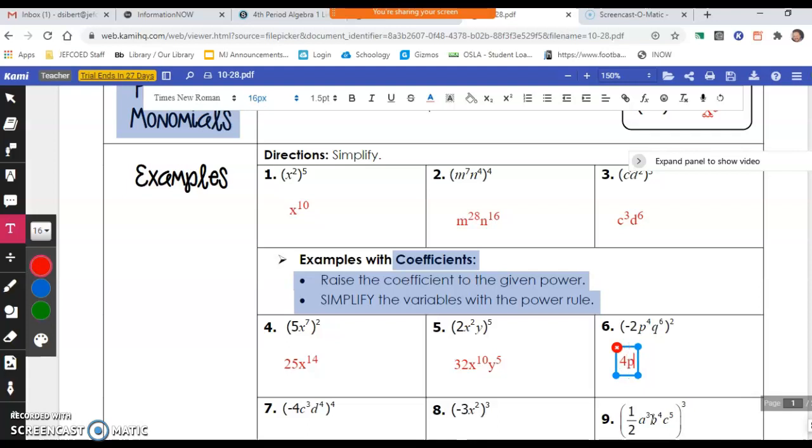Then we have P, which is going to be raised to the power of 8. And then we're going to have Q, which is going to be raised to the power of 12.